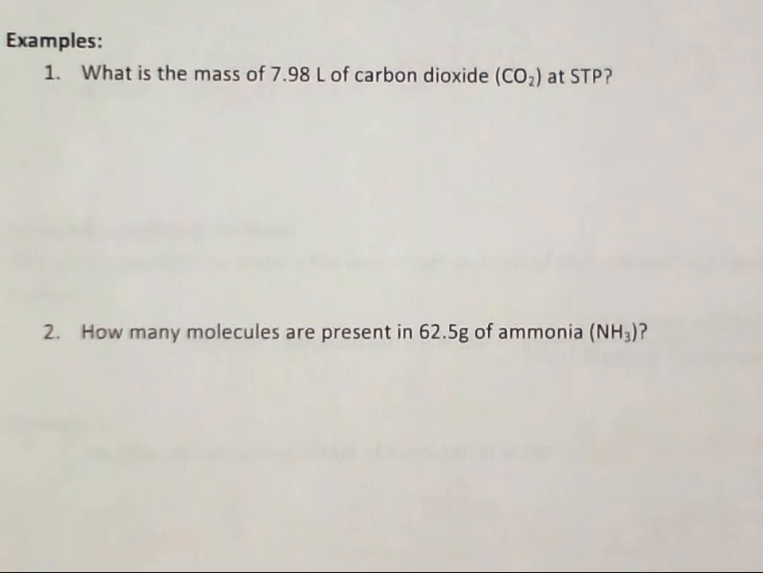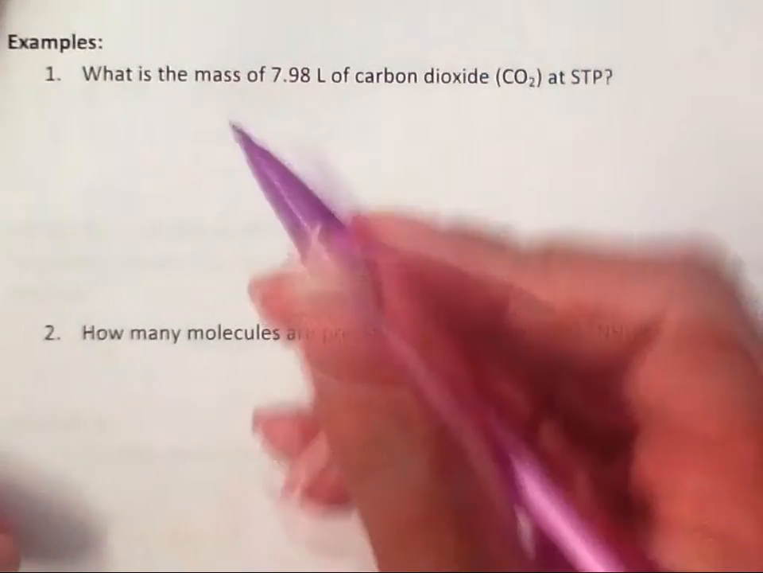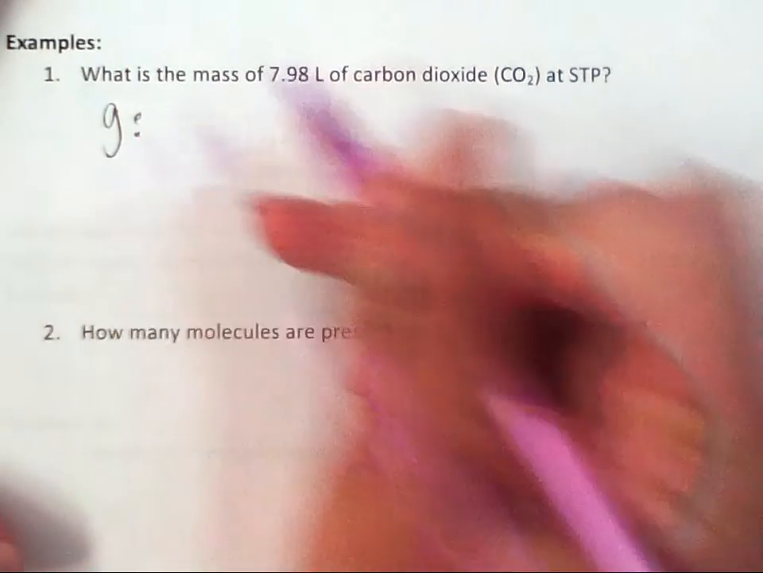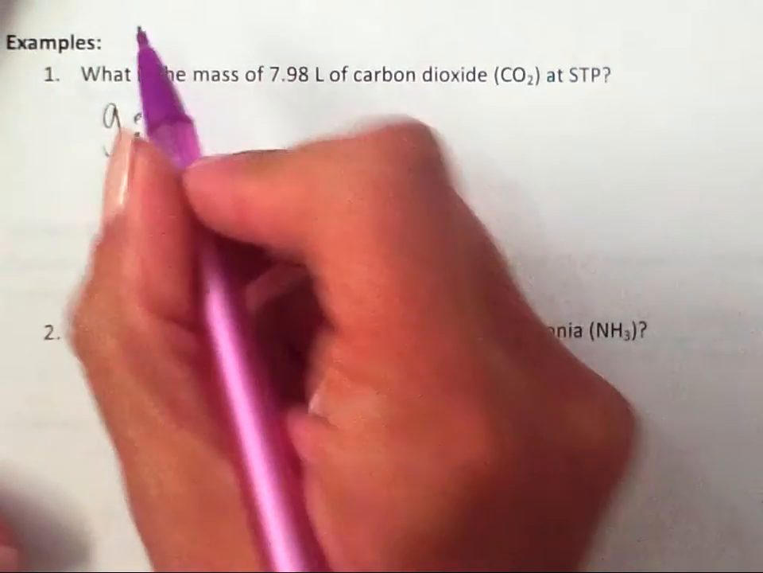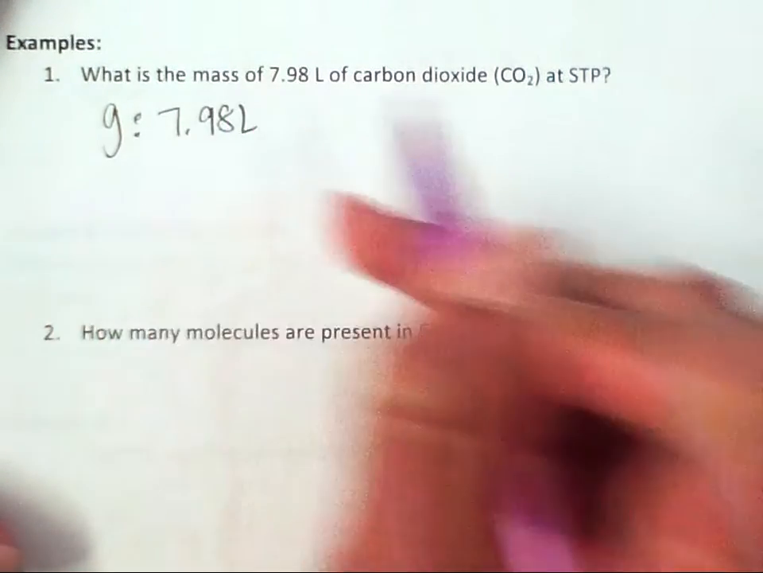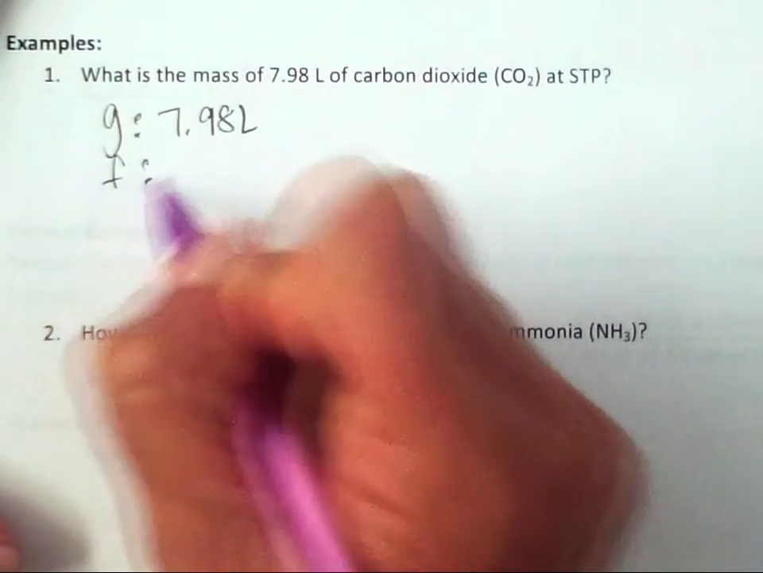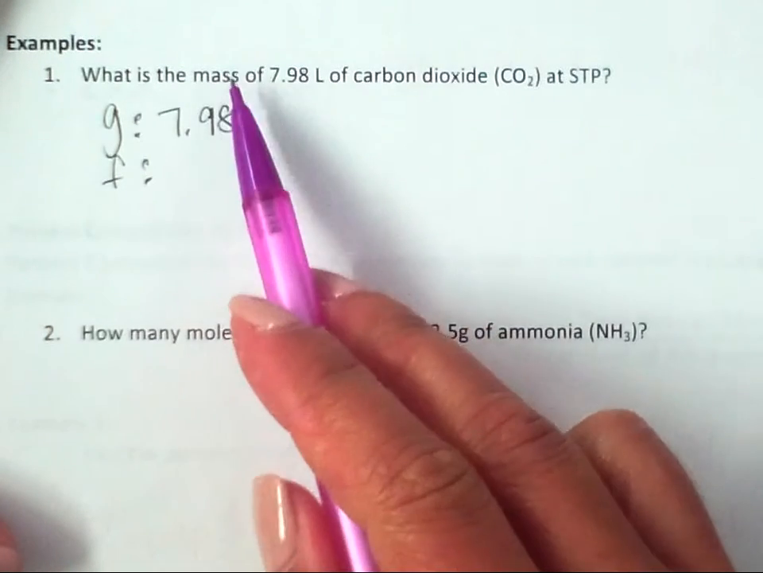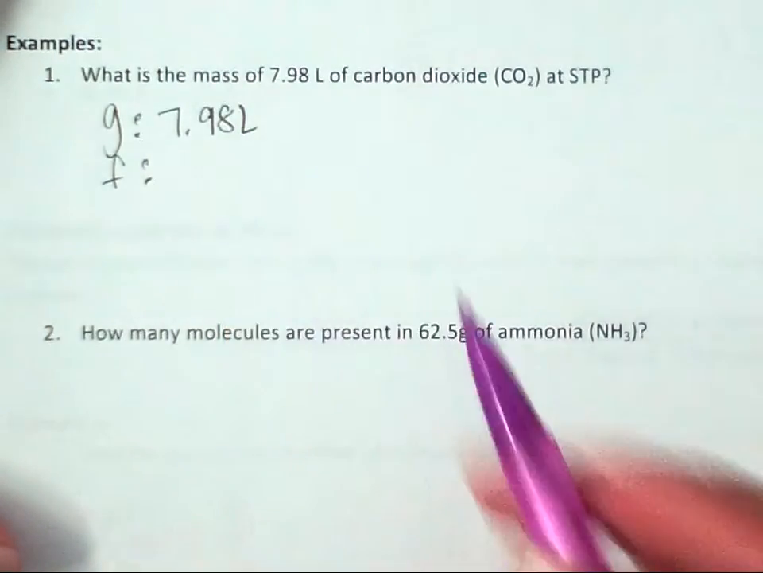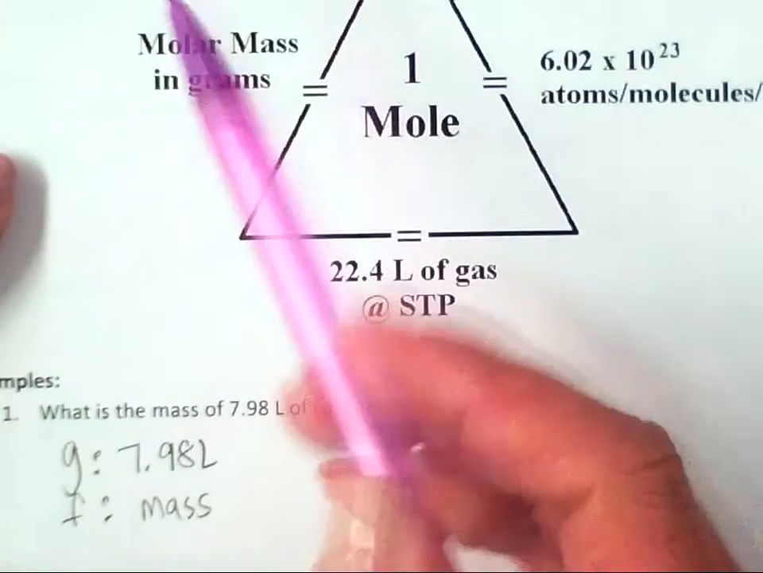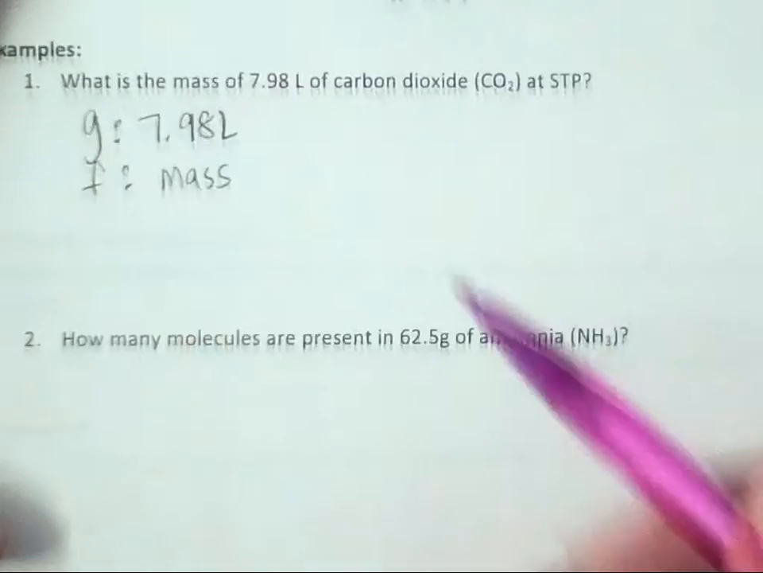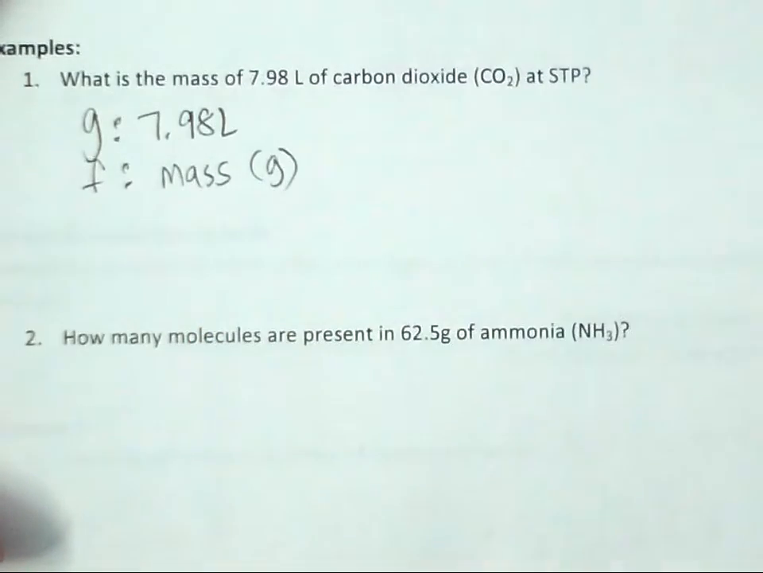Okay. Remember the given, find, conversion factor, and then solution? That's what we're doing. Okay. What is the given for number 1? 7.98 liters. What are we trying to find in this question? The mass. Okay, we're trying to find the mass. And by the way, mass is usually in grams. Okay? So we're trying to find mass. I'm going to put grams here.